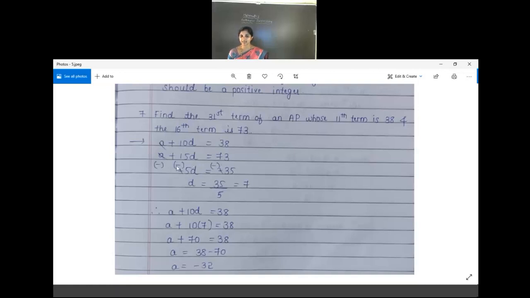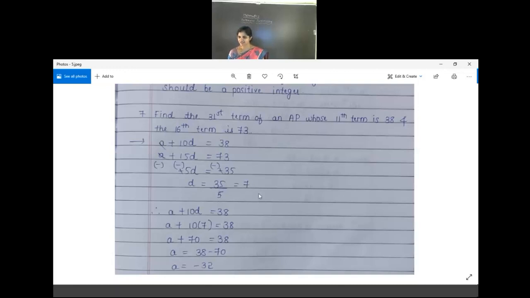Now here plus A becomes minus A, then plus 15D converted as minus 15D, then plus 73 as minus 73. So plus A minus A get cancelled. Now plus 10D minus 15D, what is the remaining part? Minus 5D, which is equal to plus 38 minus 73, that is minus 35. Then both side minus sign get cancelled. Then what is the remaining part? D is equal to 35 divided by 5, that is 7.